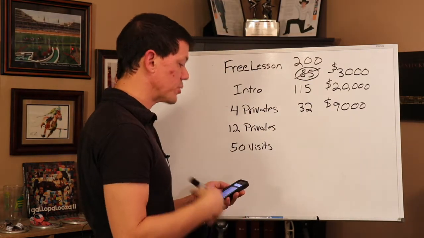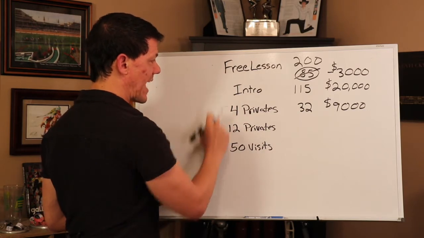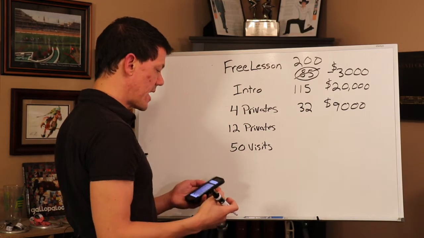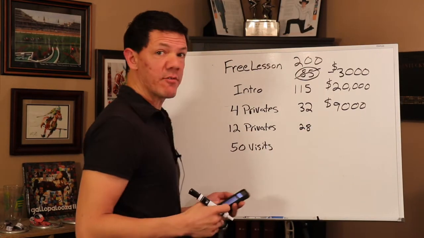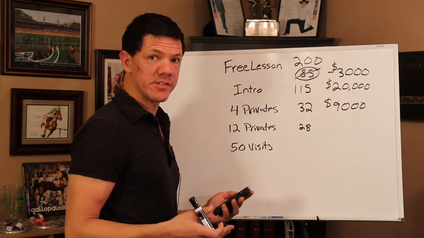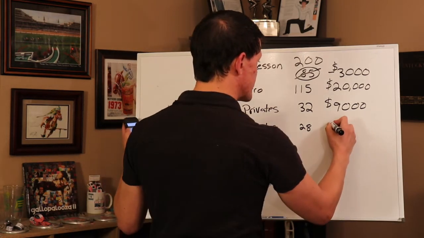Then my next benchmark was 3 months. So how many people made it to buy 3 months of lessons after that? So you stayed around for 3 or 4 months. And of those, we had a pretty good retention rate. We had 28 people that stayed around and continued on, right? So these are the people who are pretty serious about the dancing. And that made us about $16,000.